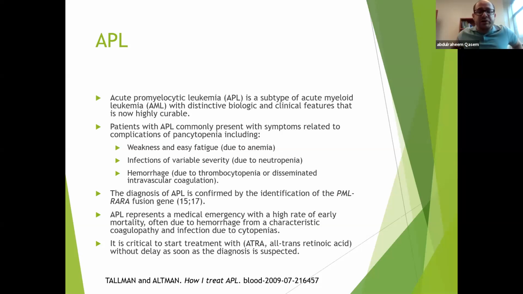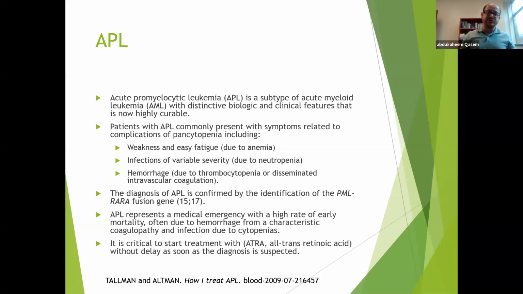The other thing that I want to talk about is a unique hematology issue called APL, acute promyelocytic leukemia. It's a subtype of acute myeloid leukemia classified as M3. In this particular leukemia, there is a very unique translocation, the PML-RARA fusion gene, translocation 15;17, that will lead to differentiation arrest at the promyelocyte level.